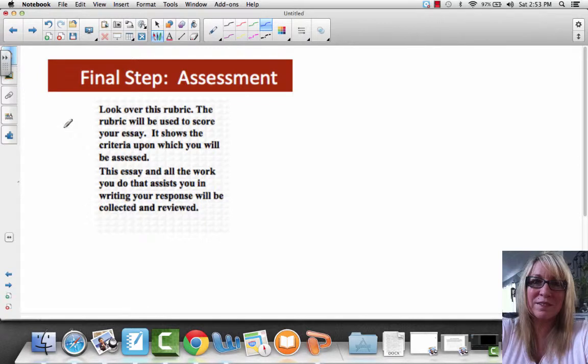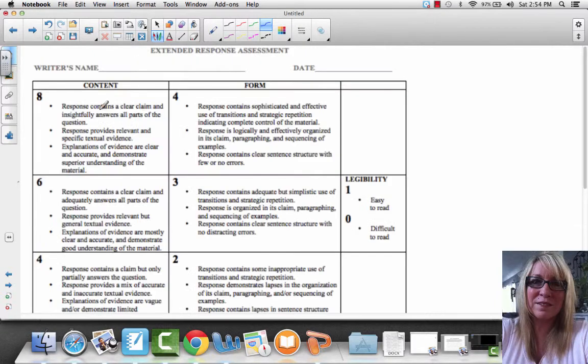Final step. You need to look over the rubric. The rubric will be used to score your essay. It shows the criteria upon which you will be assessed. The rubric is the same in all of your classes, so what one teacher expects, all of your teachers should expect. This essay and all the work you do that assists you in writing your response will be collected and reviewed. So not only going to hand in your essay, but you're going to hand in all of the documents, including your map. So let's take a minute and look at the different ways that you can score points.